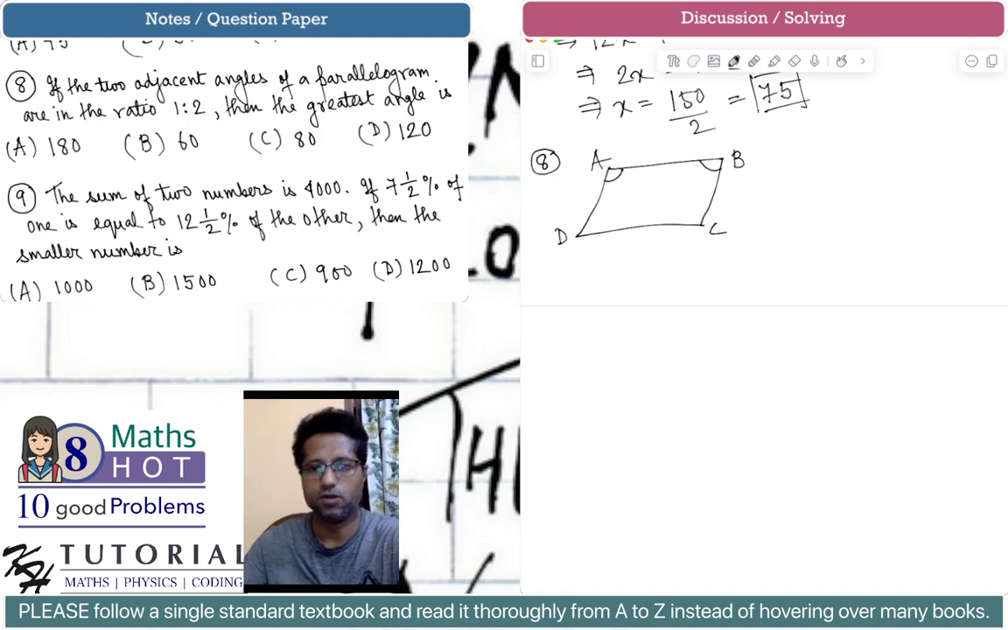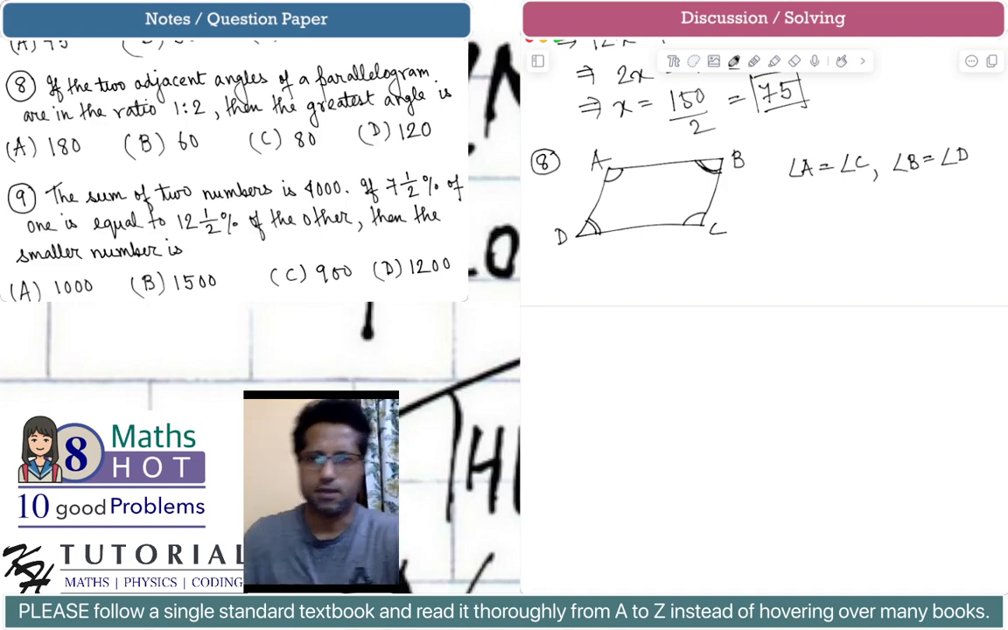We also know that in a parallelogram the opposite angles are equal. That is, angle A is equal to angle C, and angle B will be equal to angle D. Then the greatest angle of the parallelogram is... So we know that in a parallelogram angle A is equal to angle C, and angle B will be equal to angle D.